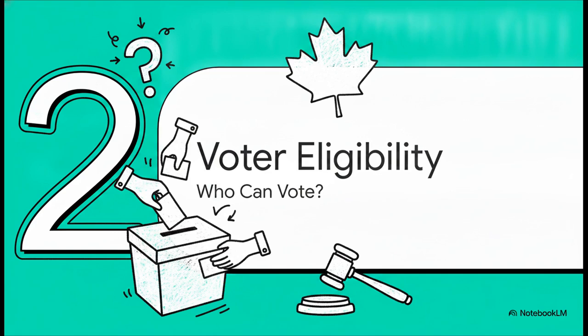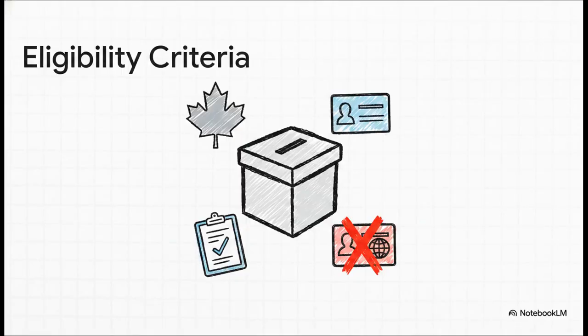Moving on to Section 2, Voter Eligibility Requirements. Basically, who can actually vote? To vote in a federal election or a referendum, you have to meet 3 very strict criteria. You must be a Canadian citizen, you must be at least 18 years old on voting day, and you must be on the voters list.